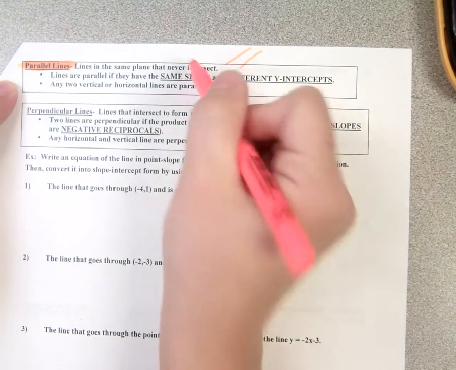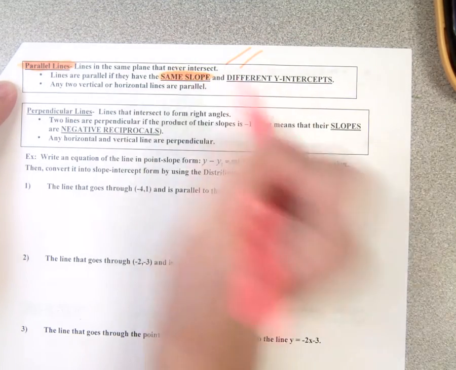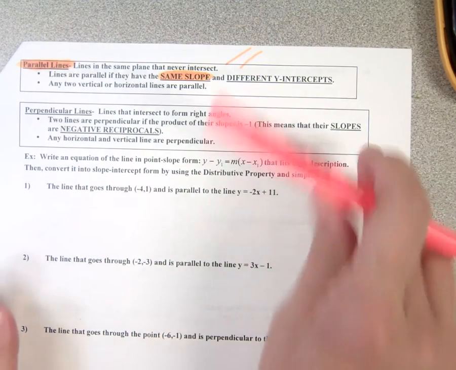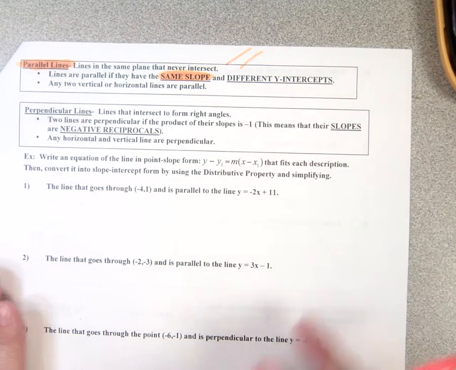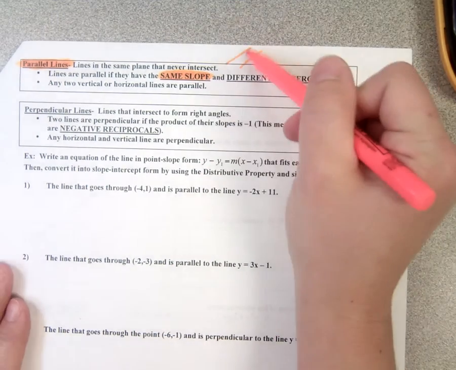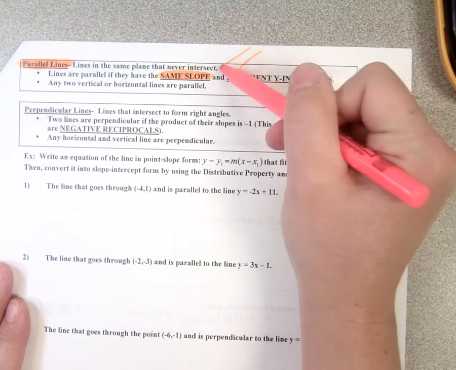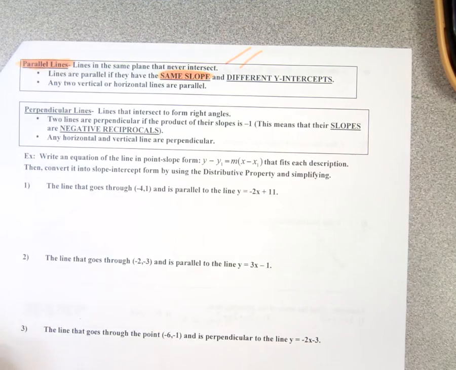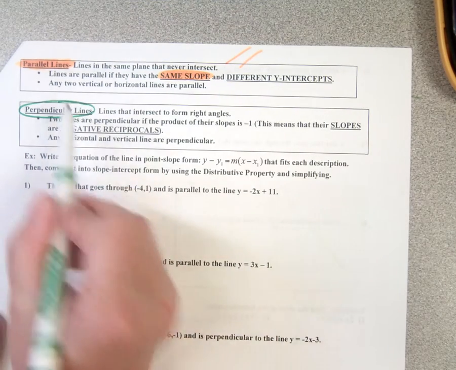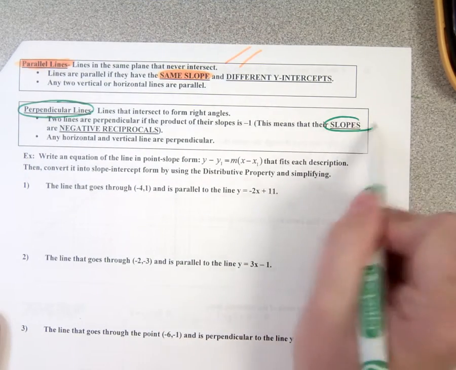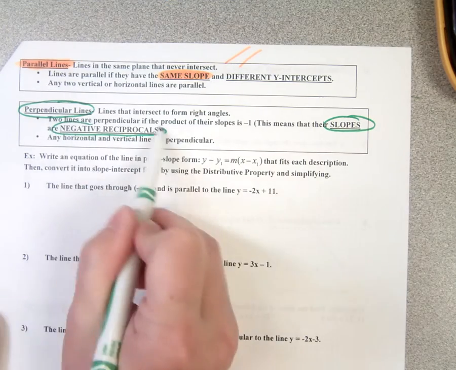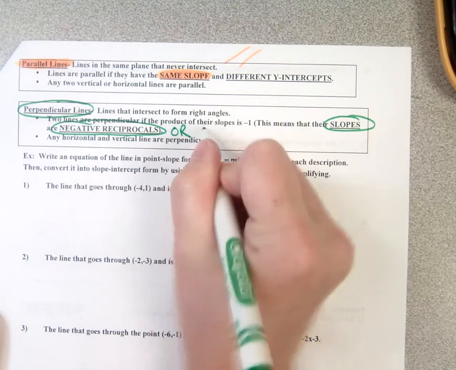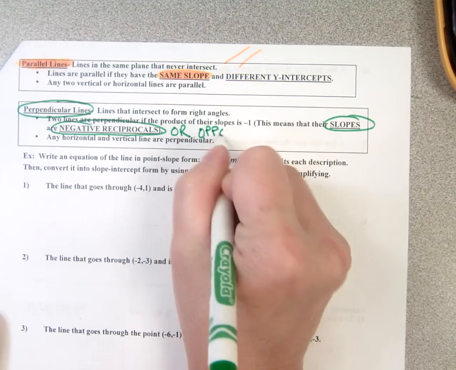They have the same amount of incline, so that means they have the same slope as one another. They do have different y-intercepts. That way they are in different positions on a graph, but they have the same slope, so they have the same incline. Okay, now perpendicular lines, on the other hand, their slopes are called negative reciprocals, or you might have been told opposite reciprocals.